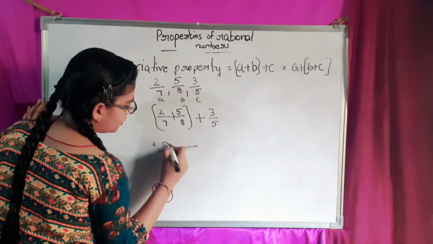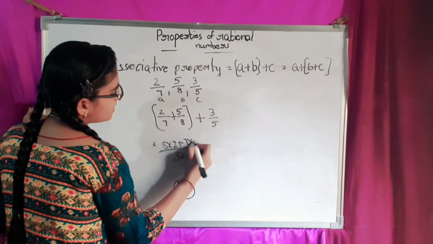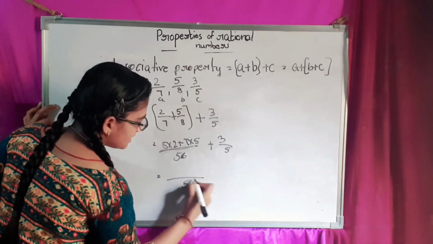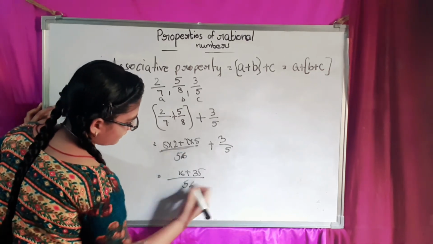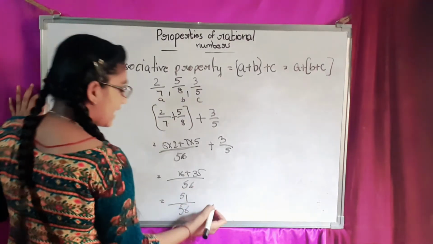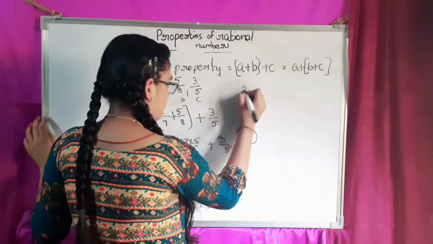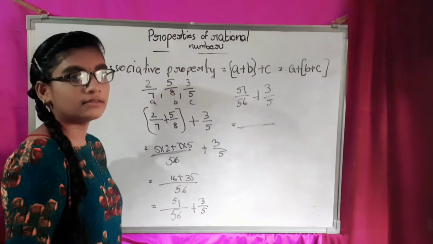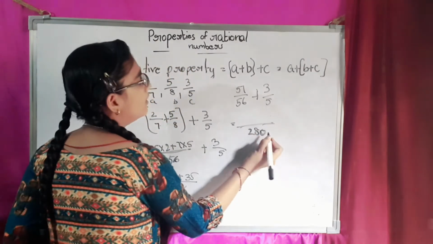Here 8 into 2, plus, in the 8 table, 7 times will cancel, so 7 into 5, plus 3 by 5. 56 means here 8 into 2 is 16 plus 7 into 5 is 35. Answer is 51. To this 51 by 56 we have to add 3 by 5. The LCM is 280.